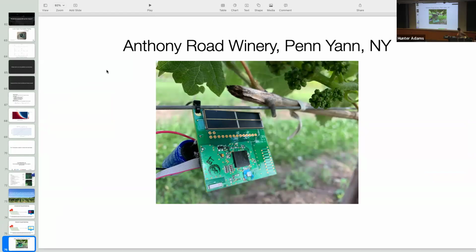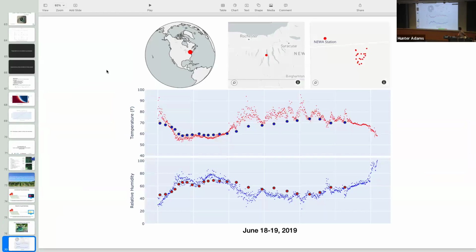In any case, this was my first deployment of these things over at Anthony Road Winery in Penn Yan on the other side of Seneca Lake. And this is the data that I gathered. The big dots here are the data from the conventional weather station. The little dots come from the little Monarchs right next to the vines. There's only 24 hours of data here, because you will see this big spike in relative humidity right at the end here. That's a thunderstorm that killed every board. I tried to waterproof them with boat epoxy, did not hold up. They all died.